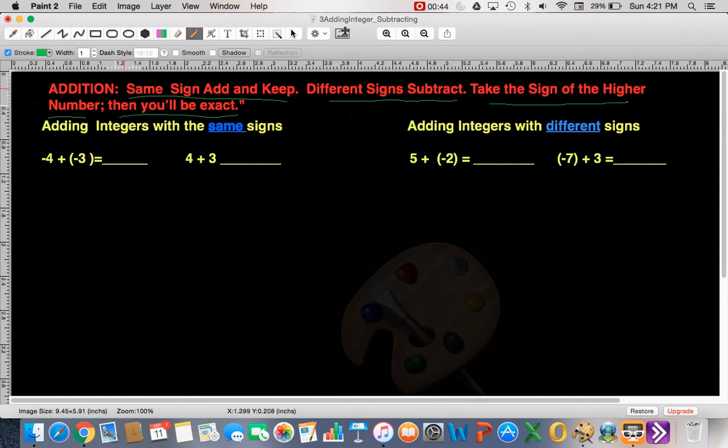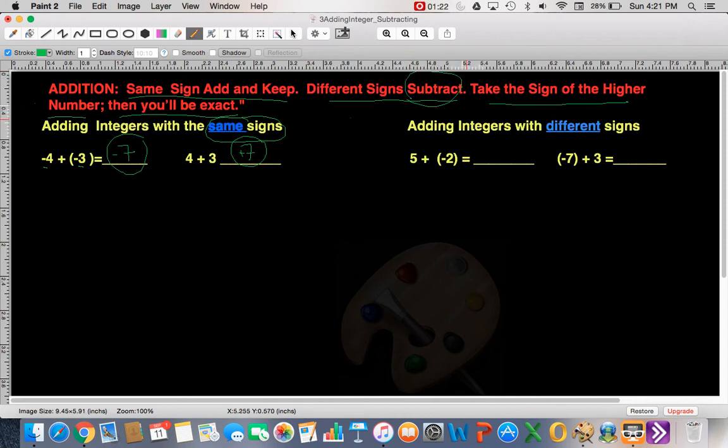So according to the song, if you were adding same sign integers, like this example here, -4 plus -3, you just add it up and copy the sign: -7. If you're adding +4 plus +3, you just add it up and copy the sign, which is positive: +7. On the other hand, when you're adding integers with different signs, you're going to subtract.